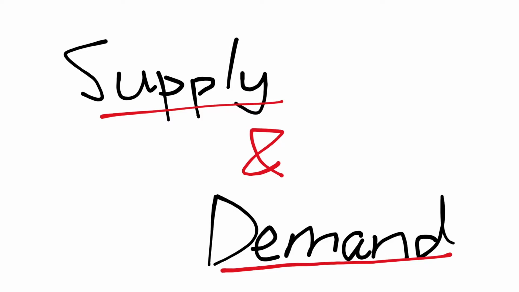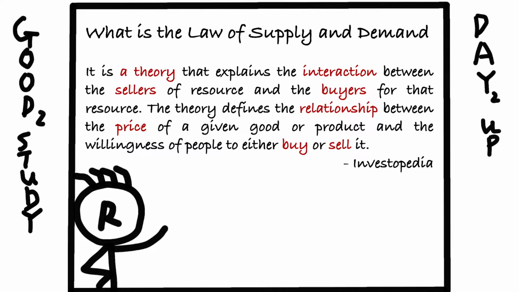As always, let's start with the definition. What is the law of supply and demand? It's a theory that explains the interaction between the sellers and the buyers. The theory defines the relationship between the price of a given good or product and the willingness of people to either buy or sell it.